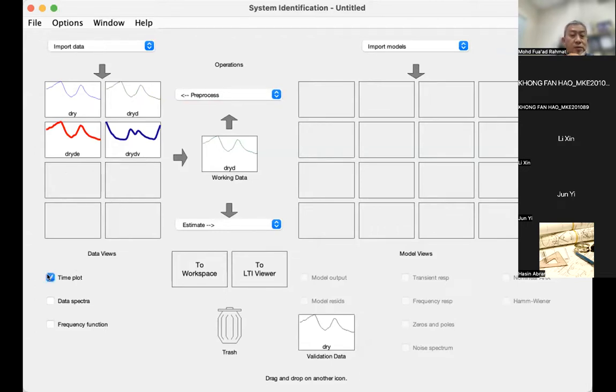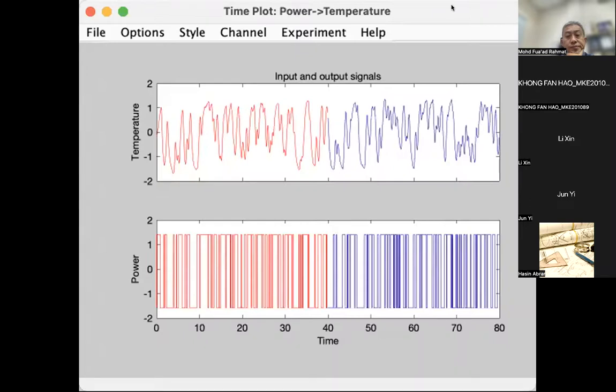So we observe the plotting. Can you see the plotting, guys? Yes. It is the same data from dry D after pre-processing, but we divide it into two, the first 500 and the remaining 500. The red one is for the estimation and the blue one is for the validation. So far so good?